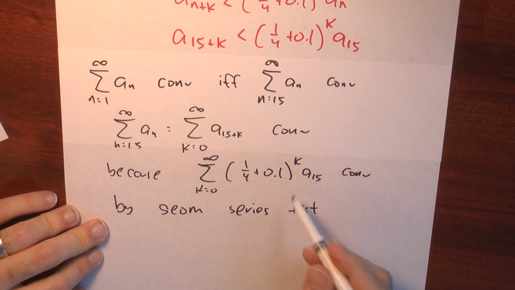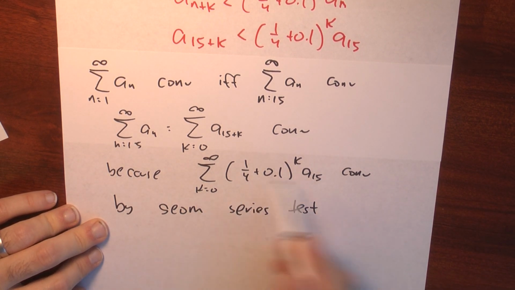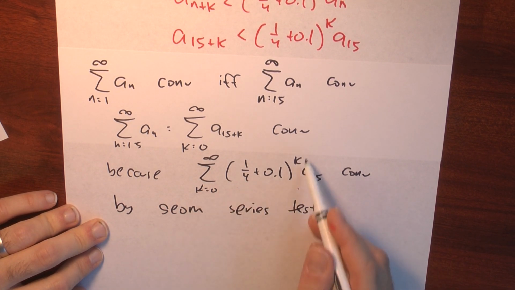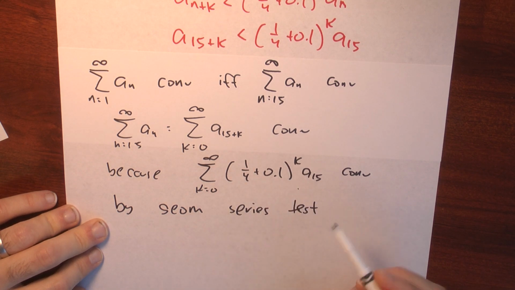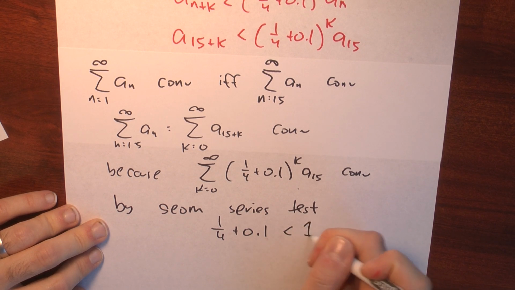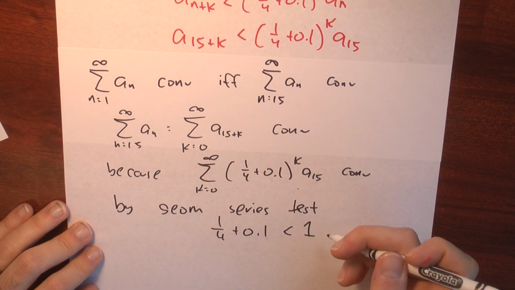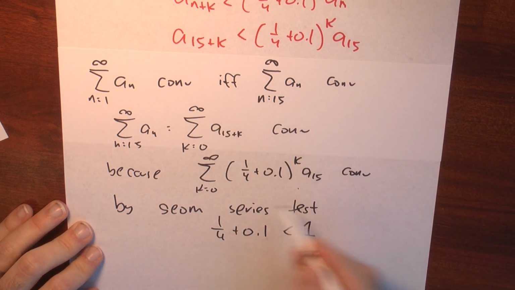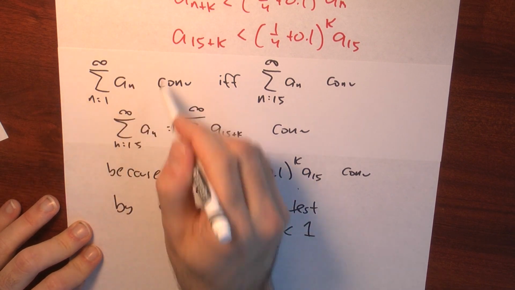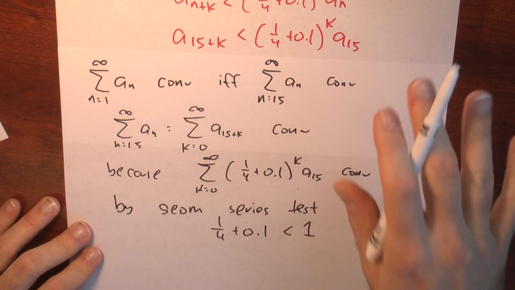And how does the geometric series test affect this? Well, this is a geometric series. This a sub 15 is just a constant, and the common ratio is a quarter plus 0.1, and a quarter plus 0.1 is less than 1. So the common ratio being less than 1 means that this geometric series converges, means that this series converges, means that the original series that we're studying converges.